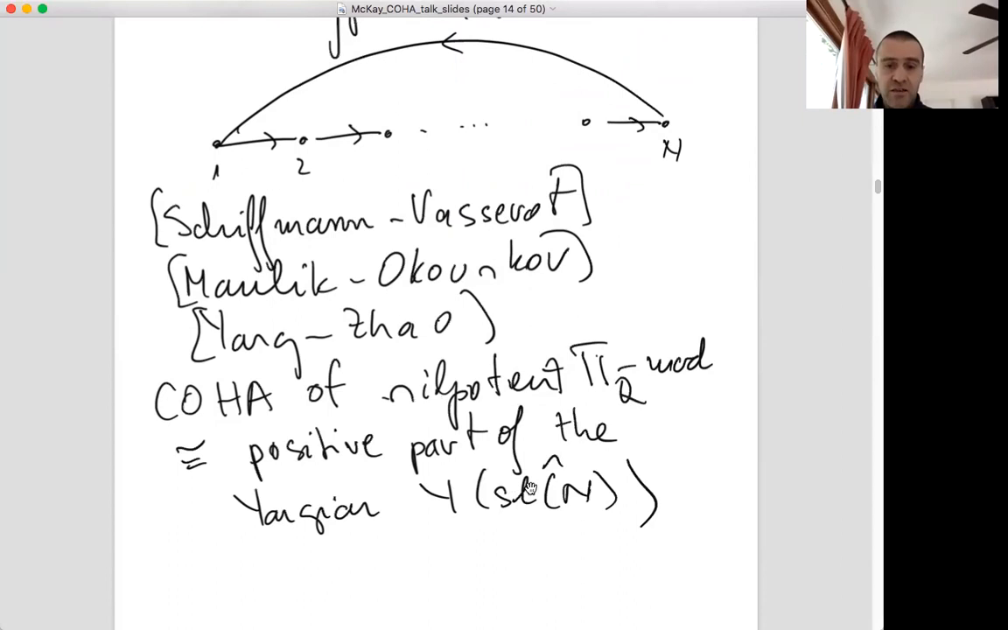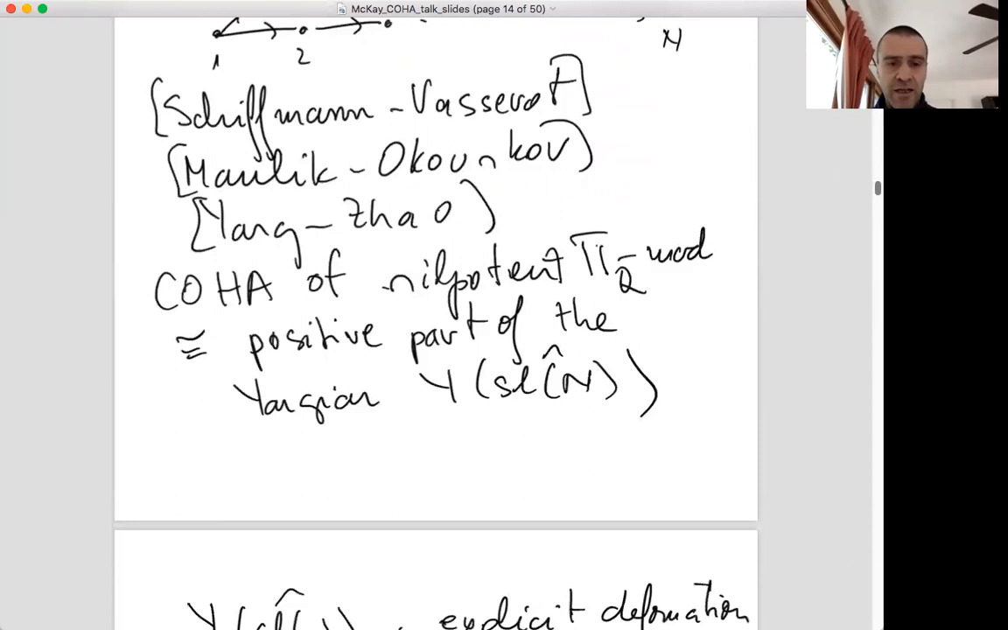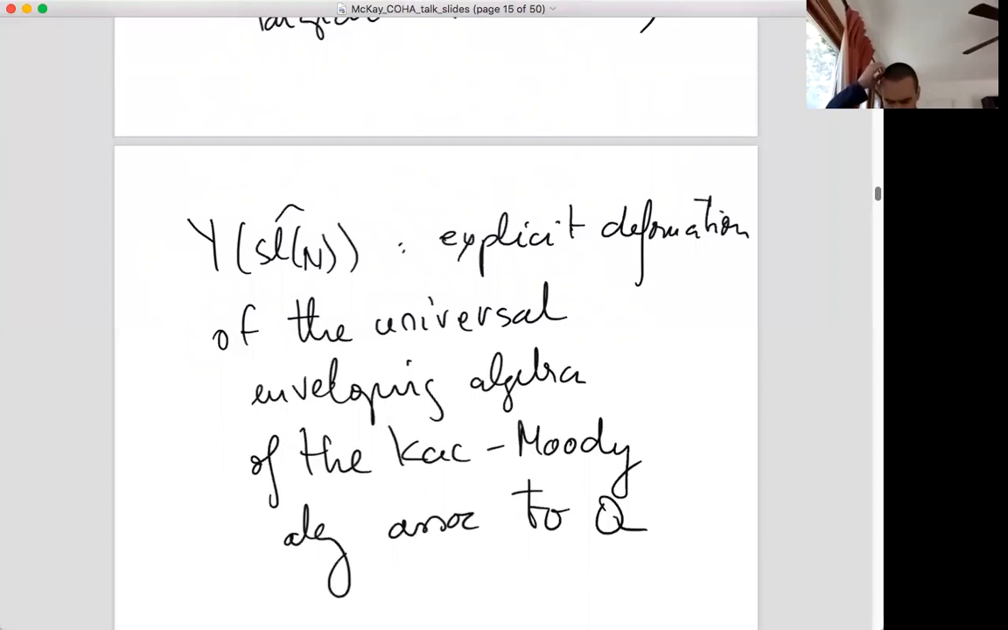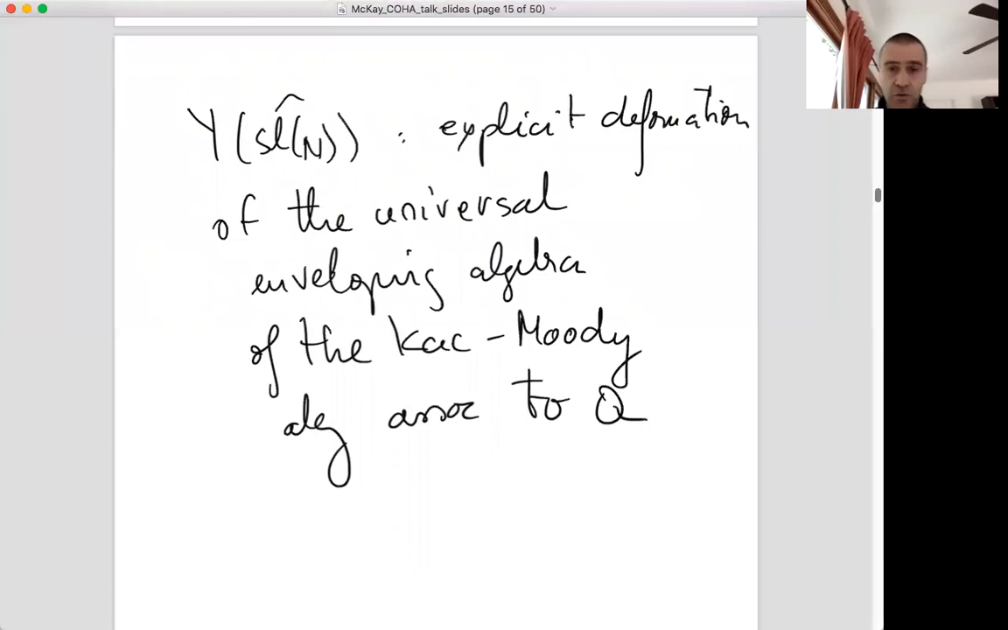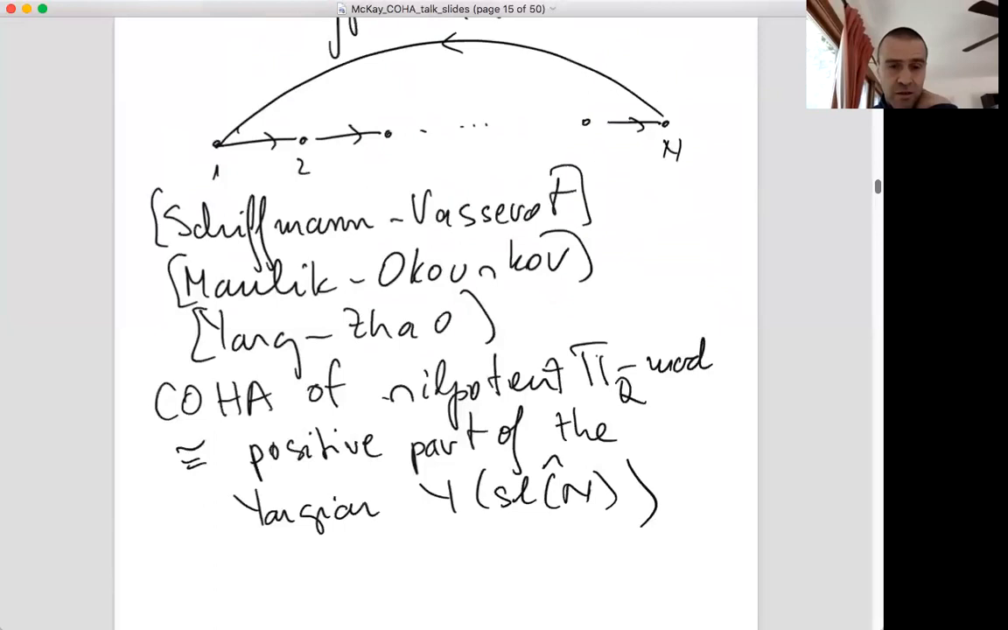Now, I can tell you the Yangian is explicitly known. You can write generators and relations, which are very explicit. But I'm not going to go through that because it's not really needed for the purpose of this talk. I want to notice that it's just some explicit deformation of the universal enveloping algebra of the Kac-Moody algebra associated to Q. So it's a fairly involved construction, and it was known for a very long time. It plays a very important role in representation theory, and the really remarkable aspect is that it shows up in this context of CoHAs, the cohomological Hall algebras. So it's identified with the CoHA of nilpotent representations of the preprojective algebra. So that's one explicit result.